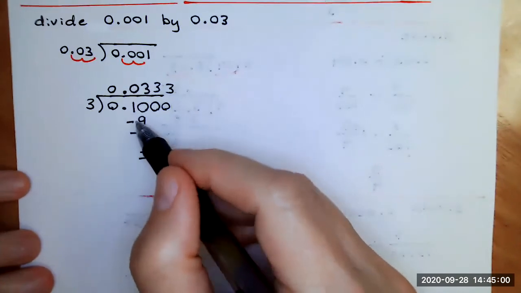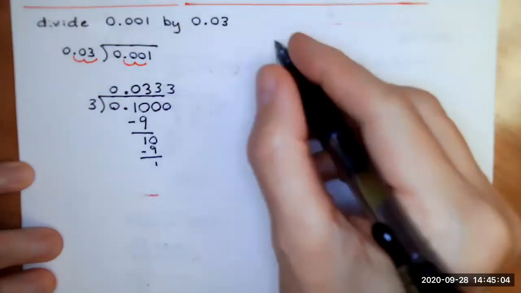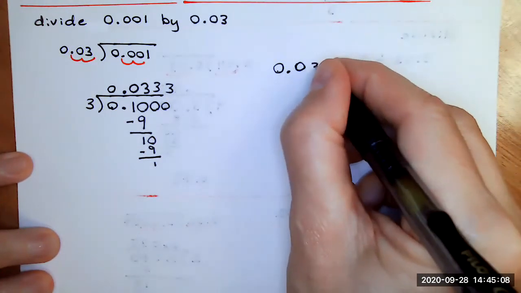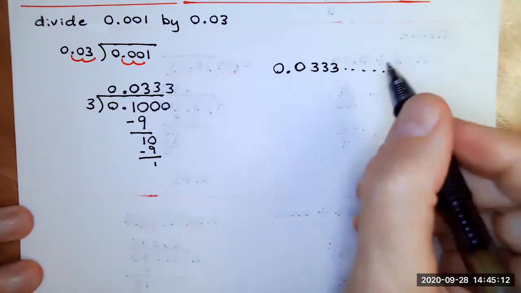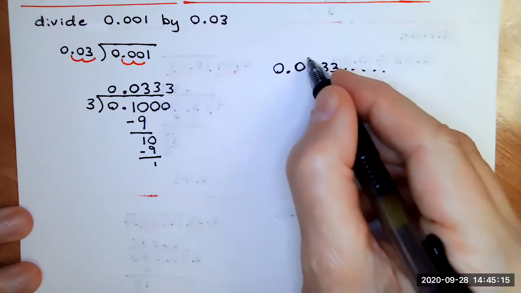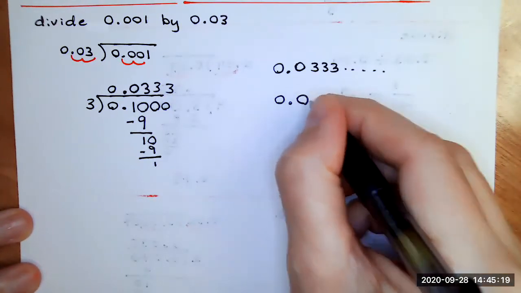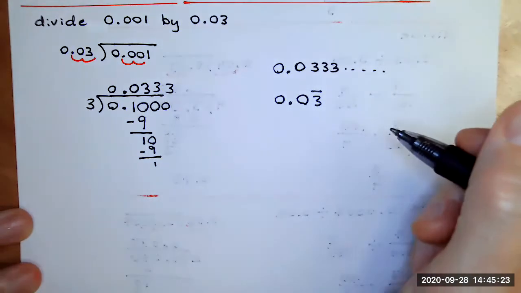All right, so this is our second stopping rule. It's a repeating decimal. So the answer is 0.0333, etc. So the repeater bar goes over the first number that gets repeated. It doesn't go over the 0 because there's only one of those. It goes over the 3.